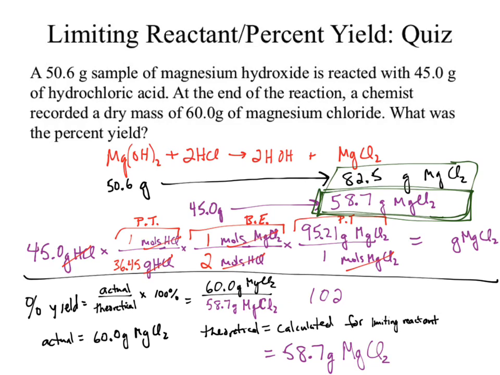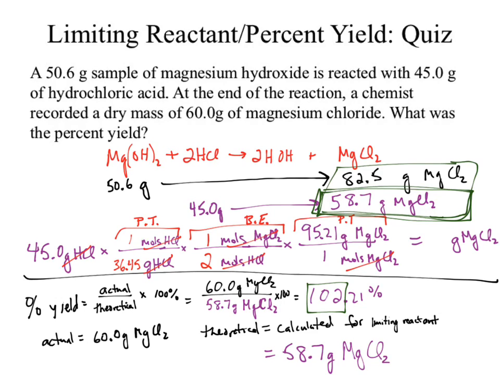Sorry, I always forget to times by 100. Times by 100 equals 102.21%. Though officially with sig figs, we really only need our 102. Questions about any of that? There's tons of work up there, lots of writing, a lot of it overlaps. But our final answer out of all of that work is that we get 102%.